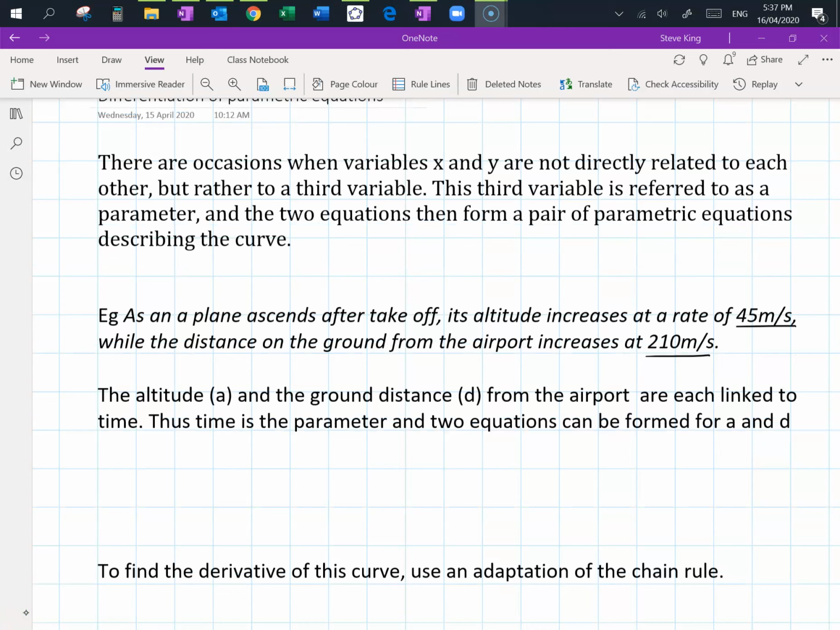I could say that the altitude, which I'm going to call A, is going to equal 45t. And the distance from the airport, D, is going to be 210t. Now, each of those equations can be rewritten. I could say over here that t is going to equal A over 45. And here I could say that t is going to equal d over 210. They are a pair of parametric equations. The parameter that we're dealing with is time.